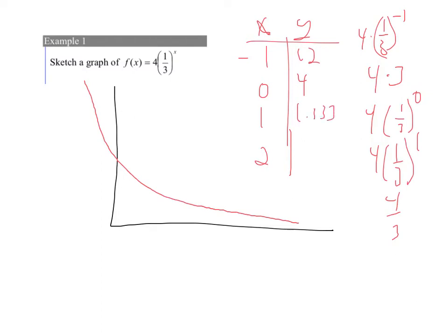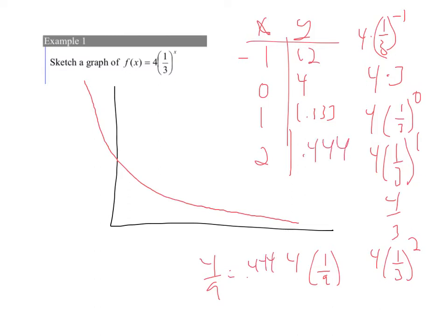And then same thing, 4 times 1/3 raised to the 2nd. Well, 1/3 to the 2nd is 1/9, and 4 times 1/9 is 4 over 9, which is 0.4444. So it's getting smaller and smaller as we go. My general graph is right, starting big, shrinking and going off.